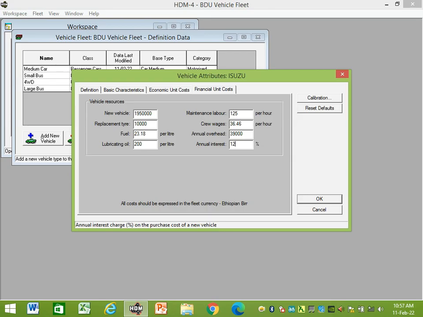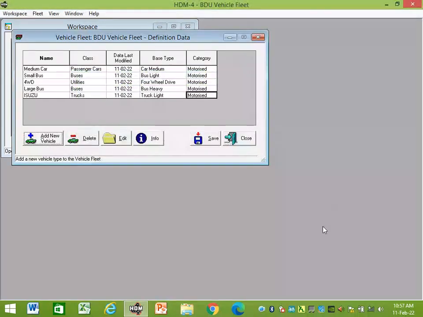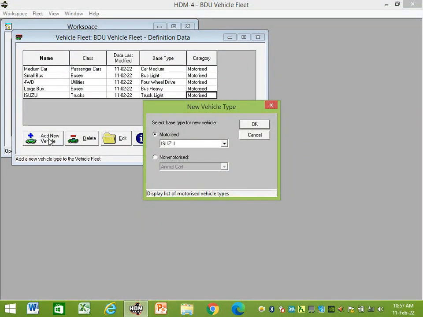If it is a private company, they need it. It's for economic analysis, so you can forget about it. We are just entering the data, we are using the economic part of it. Okay. Save it and go to the next one. Now we are done with small truck. You go to medium truck.